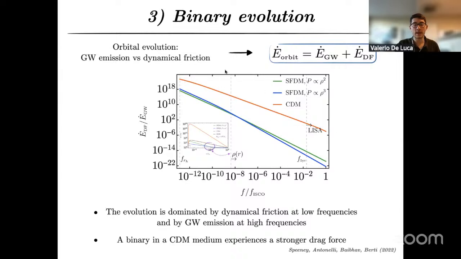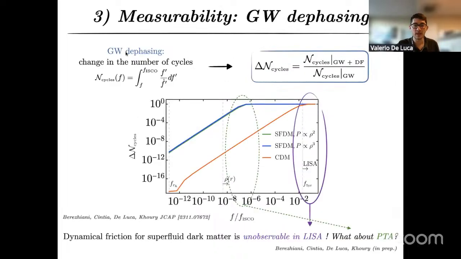Furthermore, as you can see, the effect of dynamical friction for cold dark matter, in red, is going to be much more important compared to the case of superfluid dark matter. So the question is, can we somehow detect these effects at gravitational wave experiments? And a useful parameter for this prospect is called the gravitational dephasing. This tells the change in the number of cycles the binary makes through the merger with and without dynamical friction. So if delta n that measures this dephasing is larger than unity, in principle you can see that the binary has changed the number of cycles and eventually measure dynamical friction.